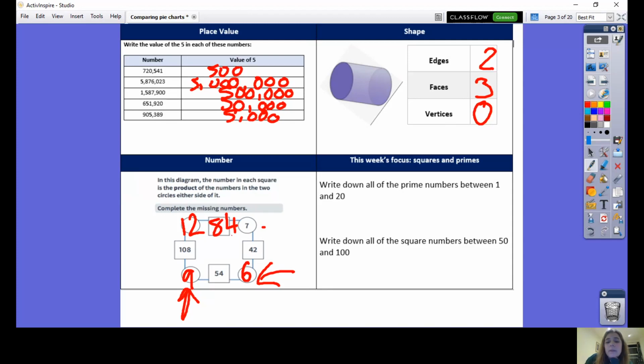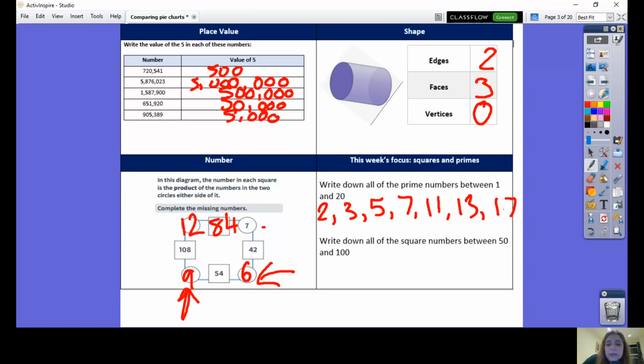Write down all the prime numbers between 1 and 20. 1 is not a prime number. 2 is, 3 is, 5 is, 7, 11, 13 and 17. If you think I've missed any, let me know.